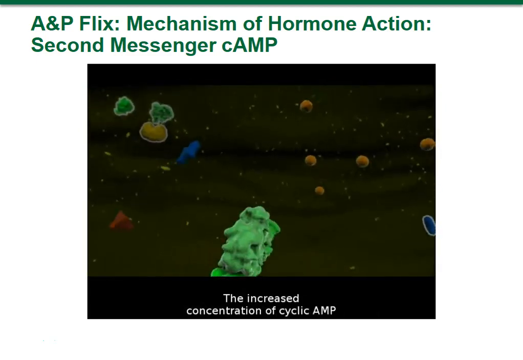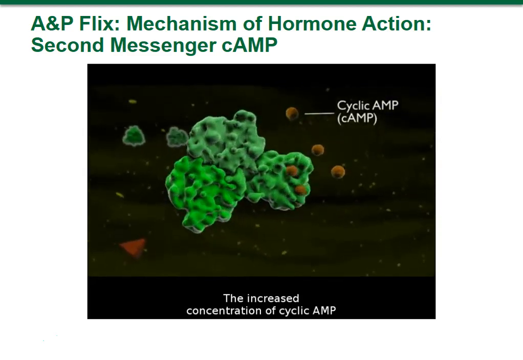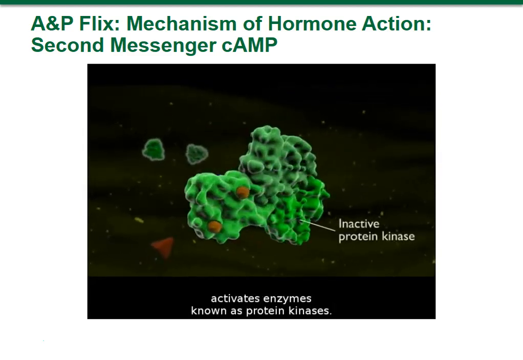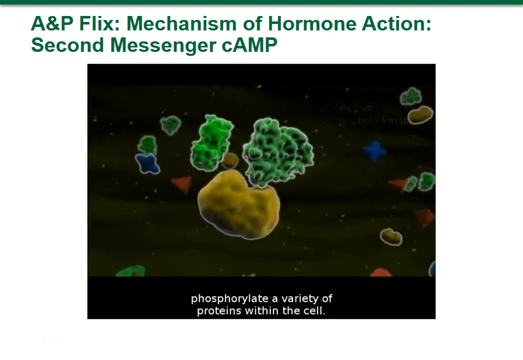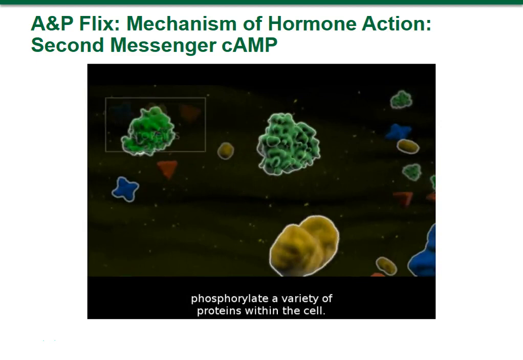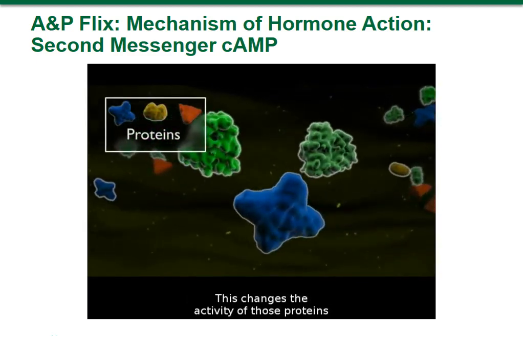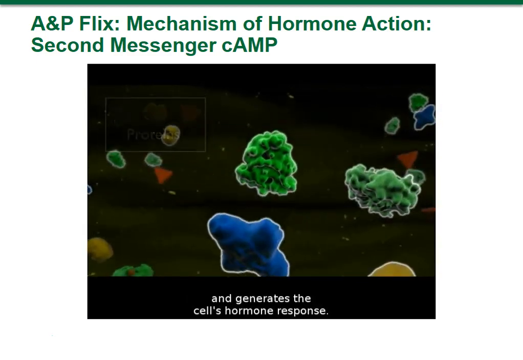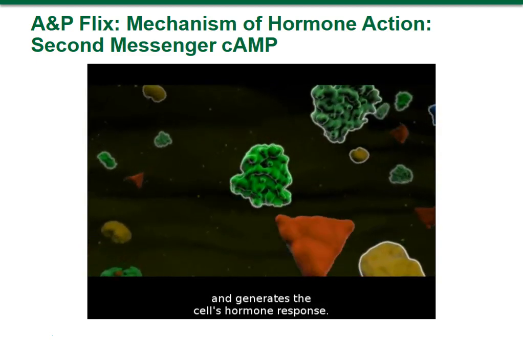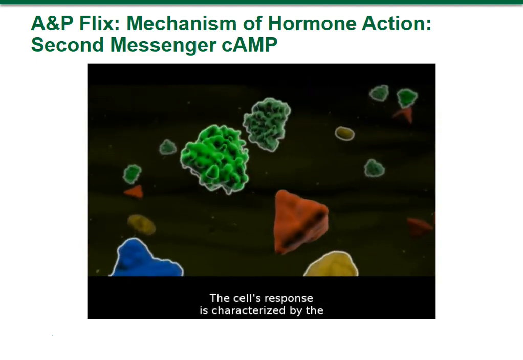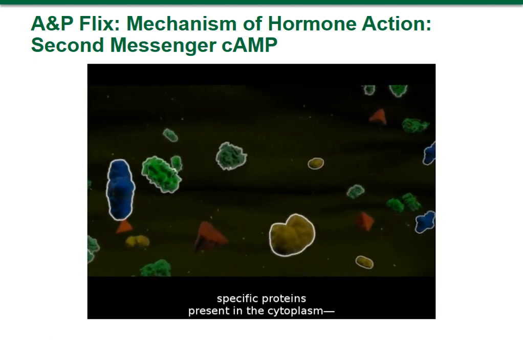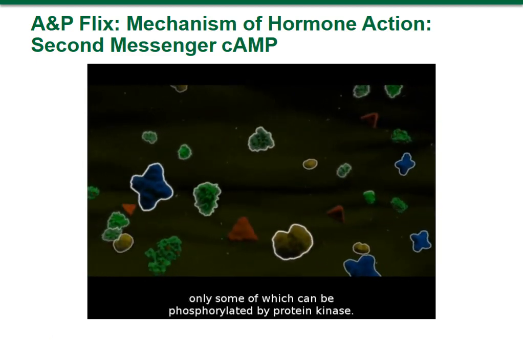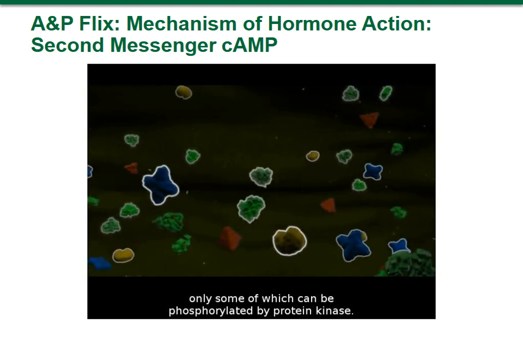The increased concentration of cyclic AMP activates enzymes known as protein kinases. These activated protein kinases phosphorylate a variety of proteins within the cell. This changes the activity of those proteins and generates the cell's hormone response. The cell's response is characterized by the specific proteins present in the cytoplasm, only some of which can be phosphorylated by protein kinase.